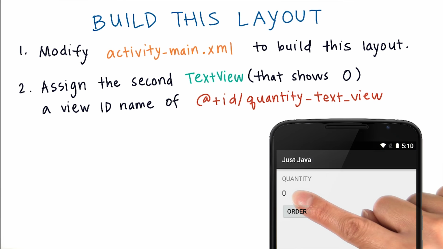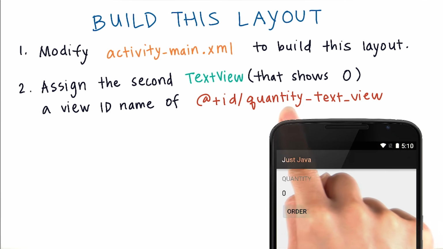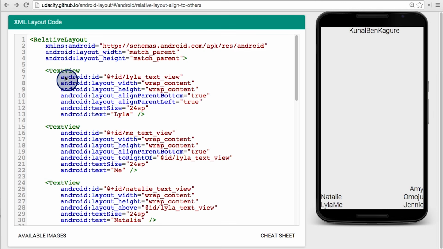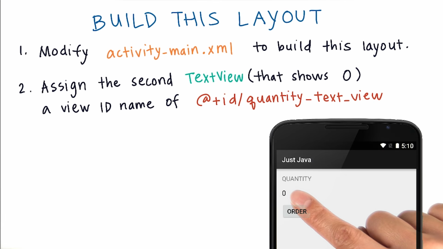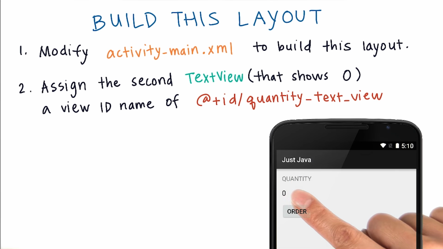that displays the 0. Give it a view ID name of @+id/quantity_text_view. Use this exact name so that it will match our code later on. Remember that we learned how to assign IDs to views in Lesson 1. This example was for a relative layout, where we had a dinner party for our best friends and our frenemies. Also, the reason why we give this view an ID but not the others is because we will want to later refer to this text view so that we can update it to increase or decrease the quantity.